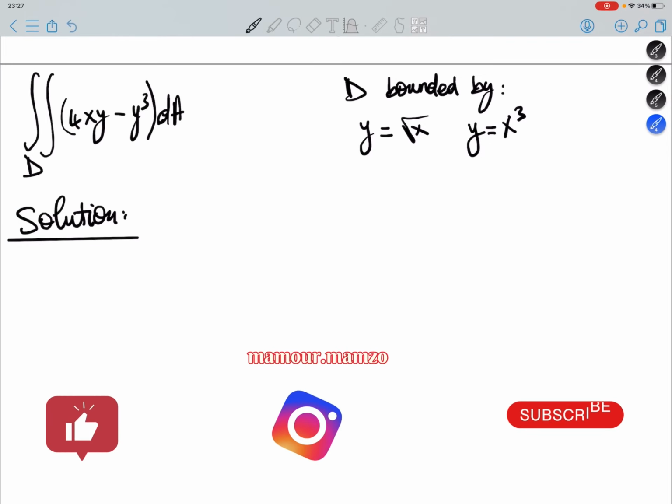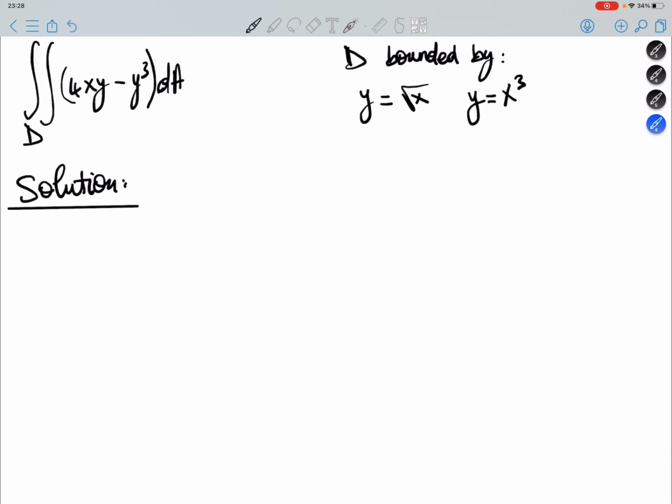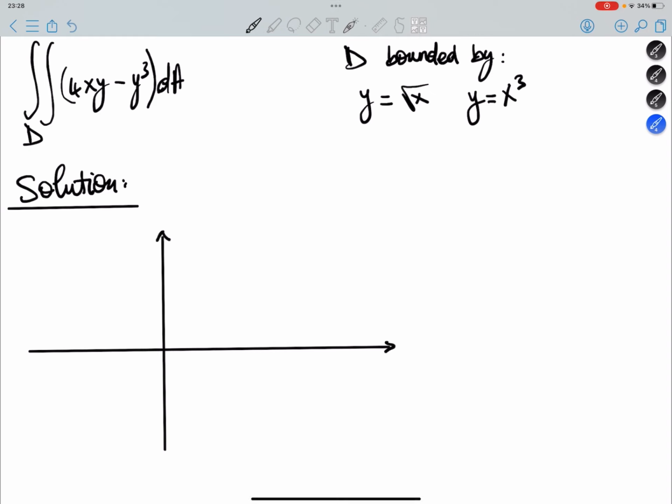Hi guys, in today's video we're going to see how we can use double integrals to find the area of shapes. So we have our function, which is this one, and D is bounded by these two functions here. First things first, what we want to do is sketch the graph, so that we have an idea of the region bounded by these two functions.